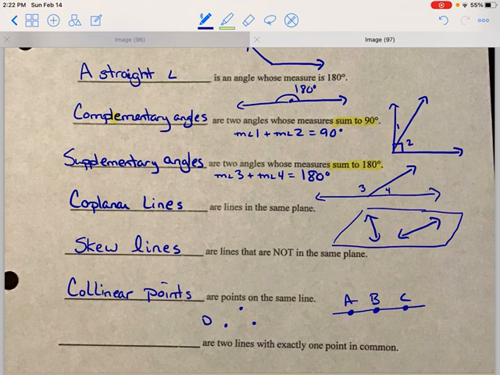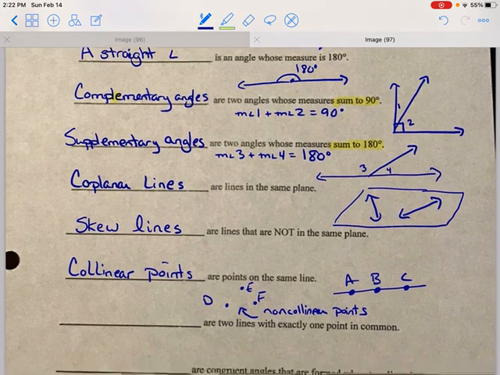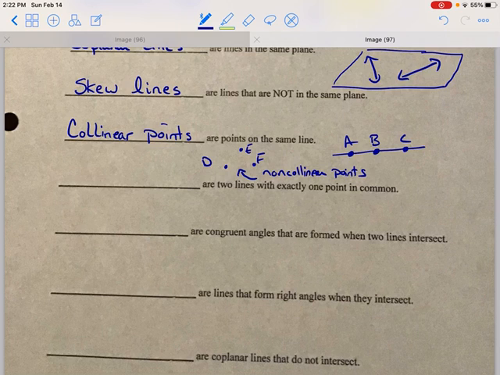If I take points like this, let's call these D, E, and F, we can see that those are not contained on one line. So these would be non-collinear points. That's because they can't find one line that will go through all three of them.